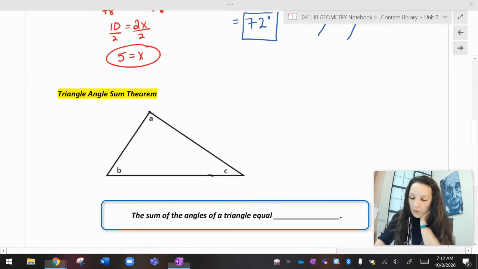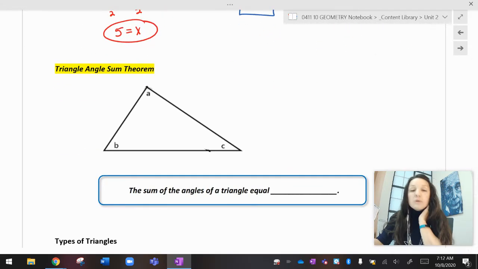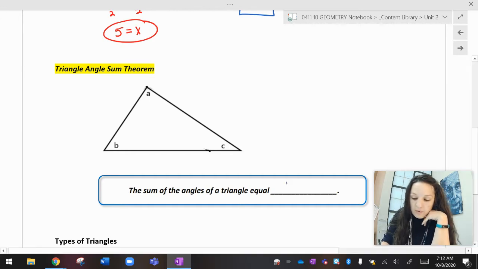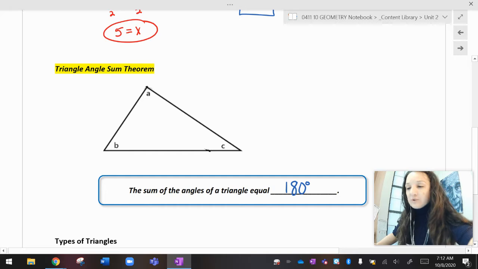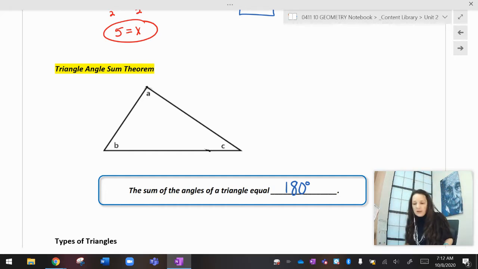Now, what about in triangles? There is a rule called the triangle angle sum theorem. The triangle angle sum theorem says this: the sum of the angles of a triangle add up to 180 degrees. Now, I hate giving you rules where I just say, hey guys, here's a rule, deal with it. That's what it is.